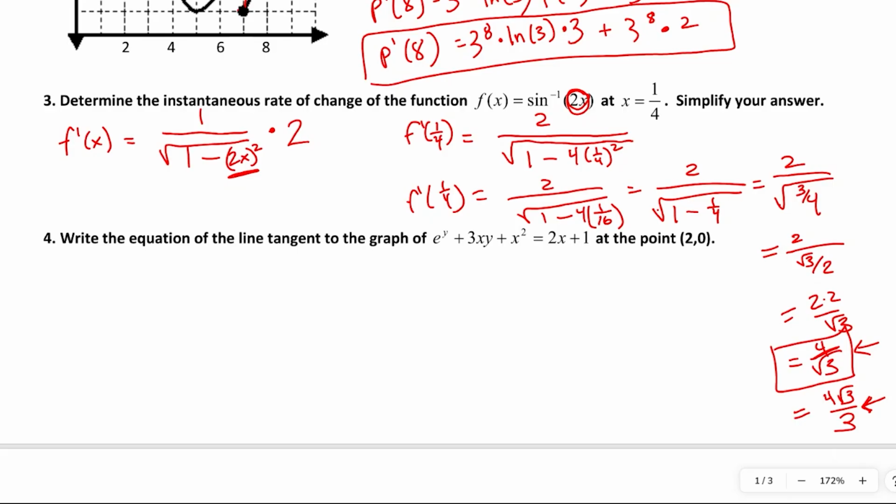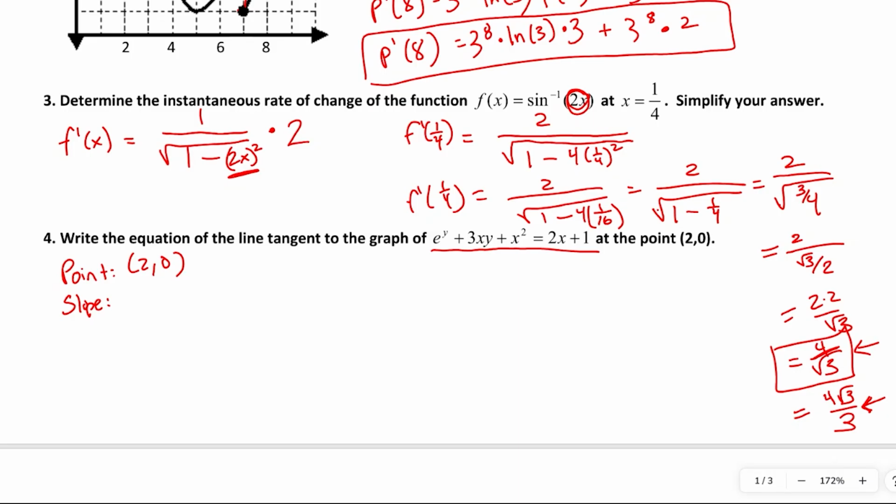Number 4 says write the equation of the line tangent to the graph at the point 2, 0. So we see that we've got a bunch of y's in here, so we're probably going to need to differentiate implicitly. To write an equation of a tangent line, we're going to need a point and we're going to need a slope. So the point is going to be 2 comma 0, and the slope is going to be the value of y prime when x is 2 and y is 0.